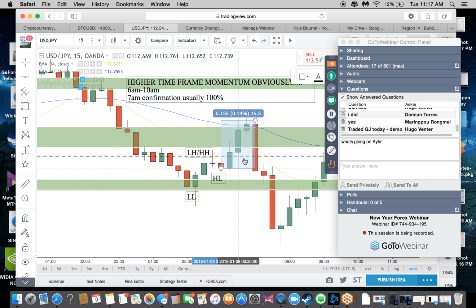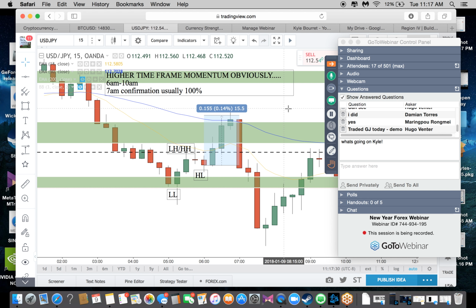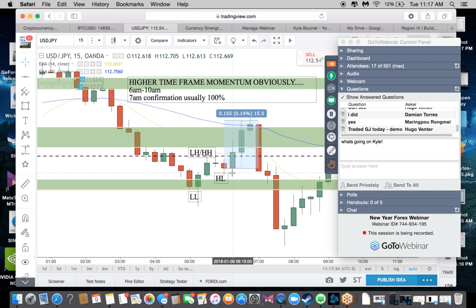It doesn't have to be forever. But if we're looking to scalp, as part of my trading plan, if I'm going to catch a move like this, then I'm going to potentially be done for the day.